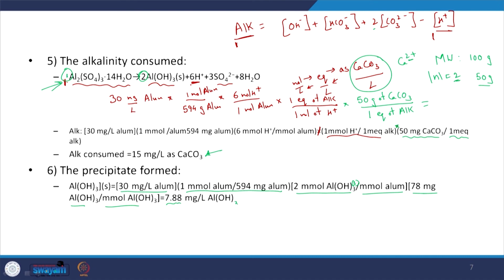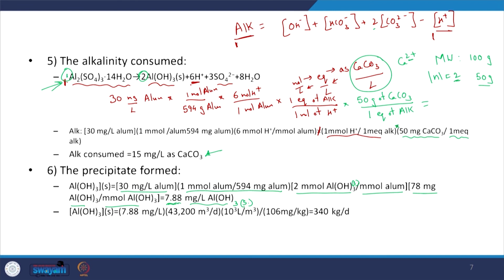It does not mean that there is 7.88 milligrams of aluminum hydroxide, the solid dissolved in water. No, it means that, anyway, the way we calculate it means that this amount of aluminum hydroxide solid is precipitating out per liter of your solution. That is what it means.